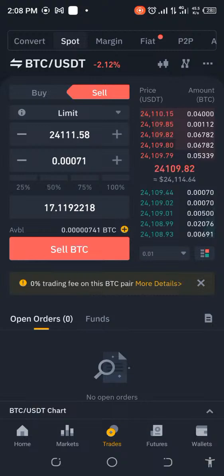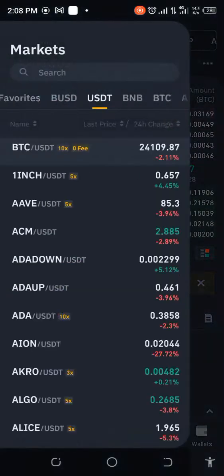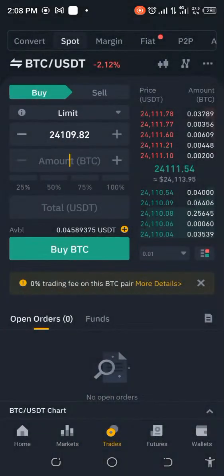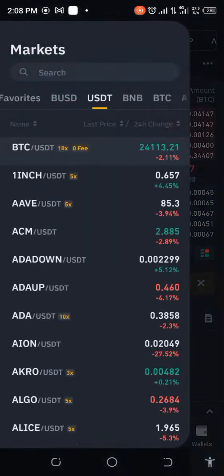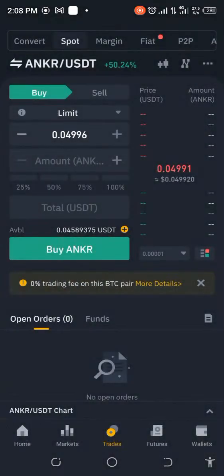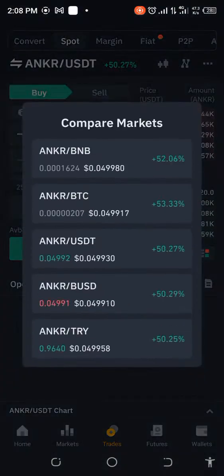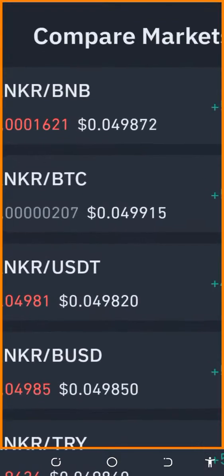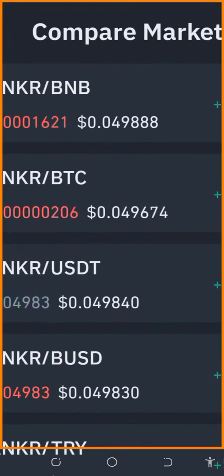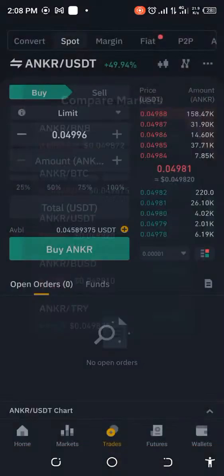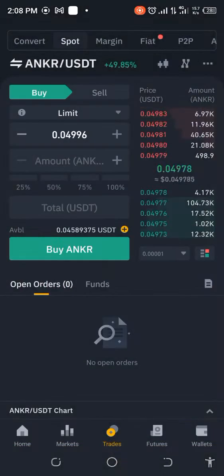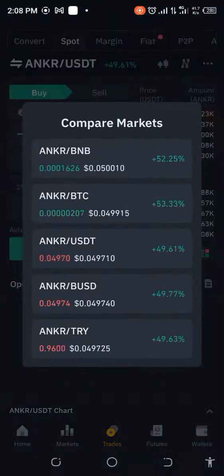Okay, let's go back and see what that is going to give us. I'm going back to ANKR itself, and then I'm going to check what's happening currently on the compare markets. Okay, I can see the price is going down drastically, but it's going to come back up with full force. Okay, so let's go back and place our sell limit. We'll place our sell limit for 2113. That's what we're going to put it as.